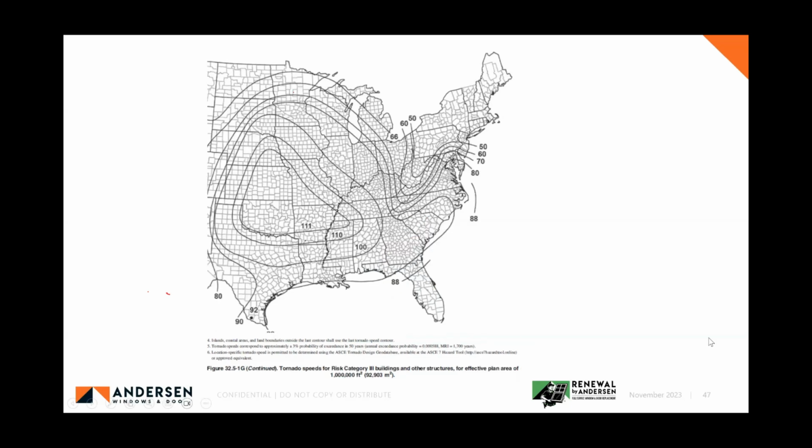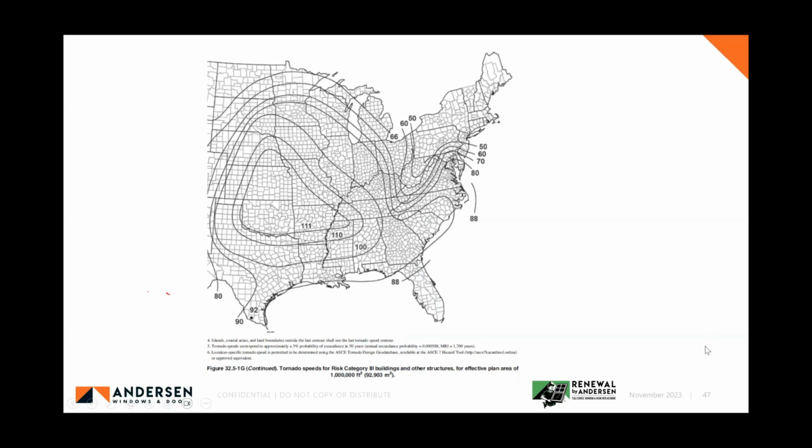Then if we bump up the size to 1,000,000 square feet, and when you're in between some of the areas, you could do an interpolation. For a 1,000,000 square foot risk category 3 building, clearly tornado design comes into play.